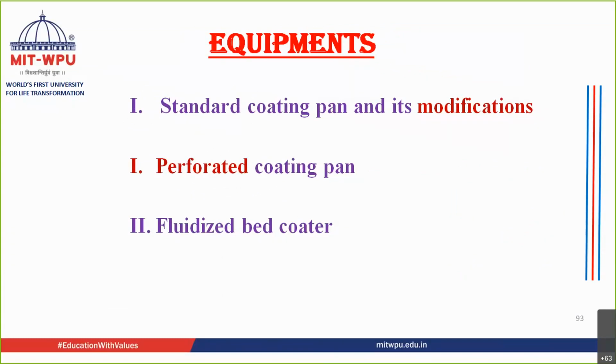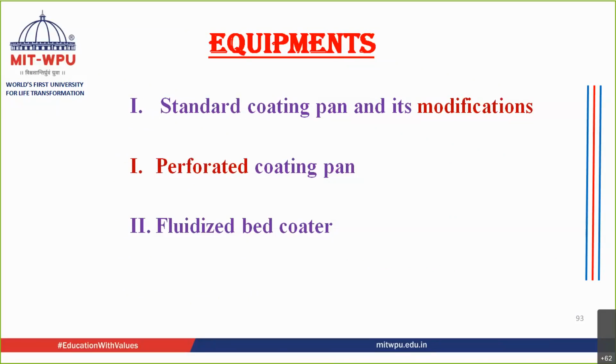If you want to classify, these equipments can be classified into 3 types. In general, such a classification is not given in any textbook, but for our convenience you can classify them into 3 types. The first type would be the standard coating pan, the traditional coating pan which has been used for many years, and the modifications that are done in these coating pans.